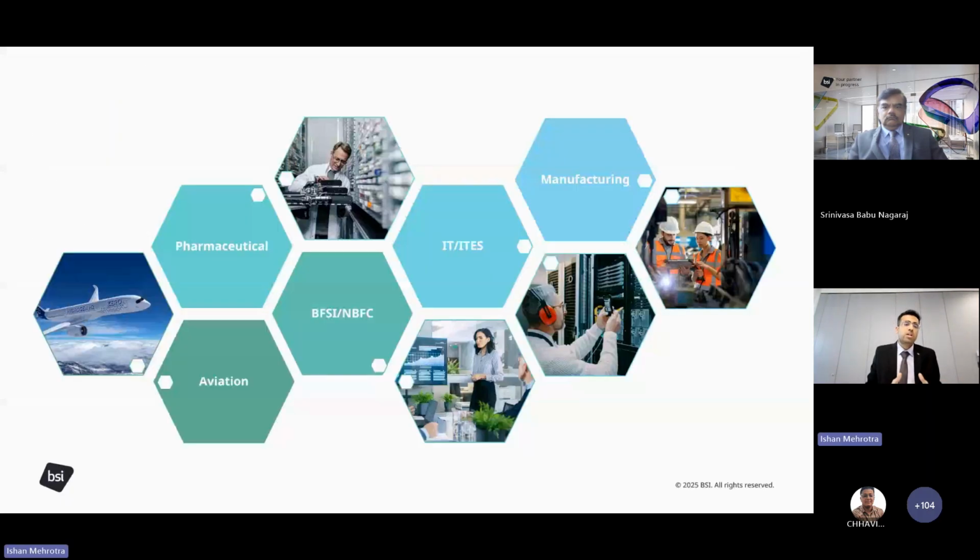And this particular concept is sector agnostic. It applies to all sectors, any sector you are working in, be it pharmaceutical, aviation, BFSI, banking, non-banking sectors, IT, ITES, or manufacturing. All have the carbon emissions happening either in your operations or across your value chain. So this concept applies everywhere. All organizations have it.